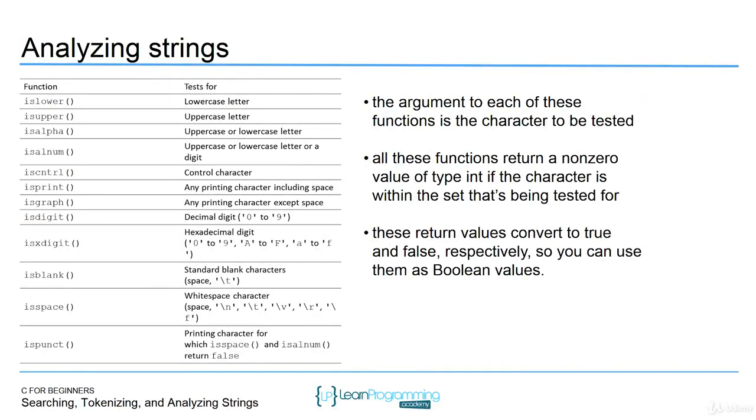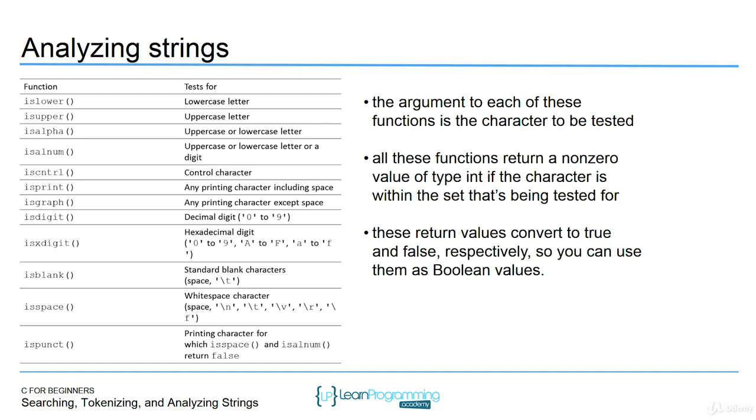The last functions I want to talk about are these string analyzing functions. isLower, there's a ton of them, so I just provided a little table here. isLower, isUpper, it does exactly what you think it would do. It tests to see if a character is lowercase or uppercase. So we're testing certain characters, but they're used inside strings. The argument to each of these functions is the character that you want to look for. And then all these functions return a non-zero value of type int if the character is within the set that's being tested.